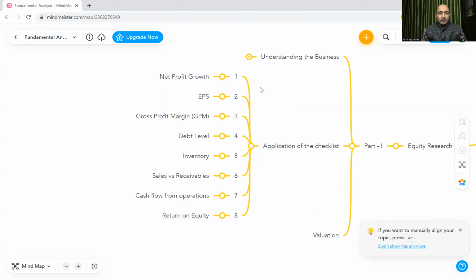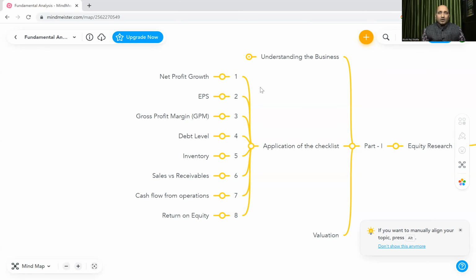Another thing is gross profit margin, GPM. Some people take it as 20%, some 15, some 25. It depends on the person. But the higher the gross profit margin, the better it is. And second thing, it must be either consistent or in an increasing trend. If it is so, then it is an investable grade business.